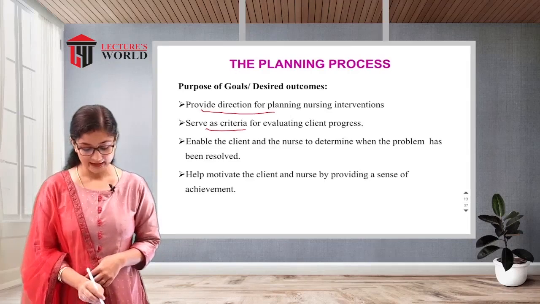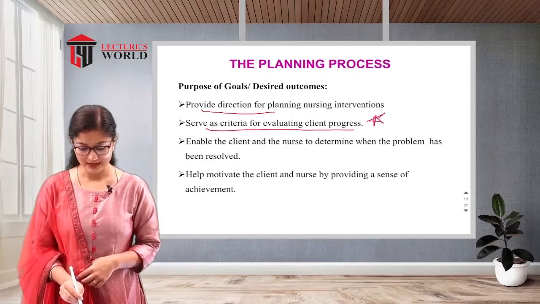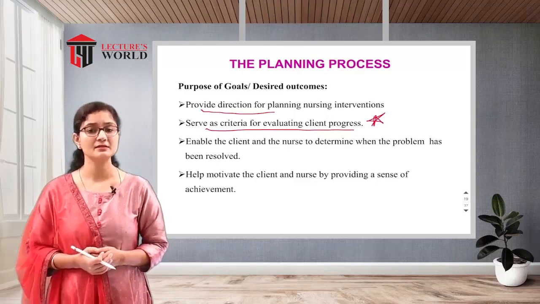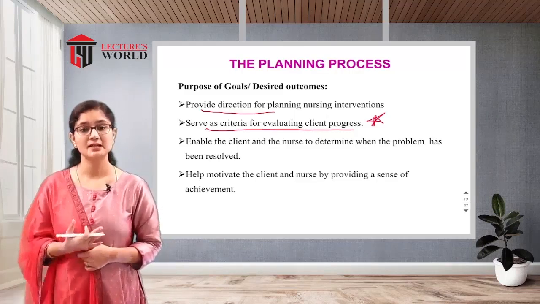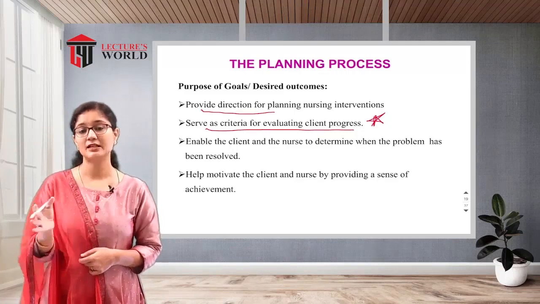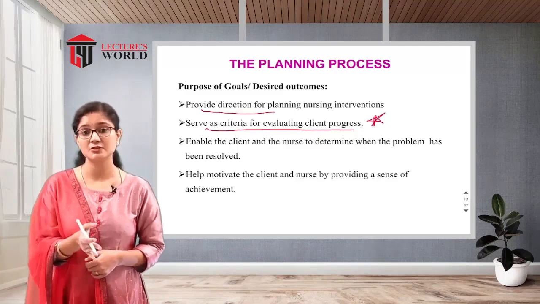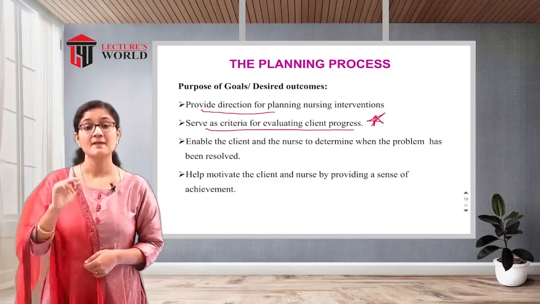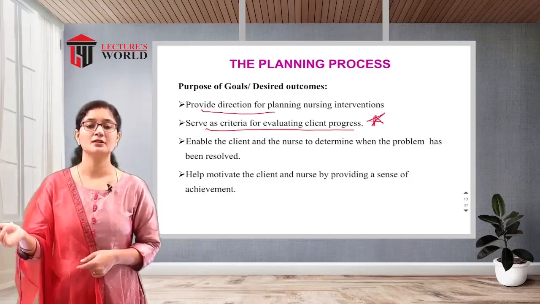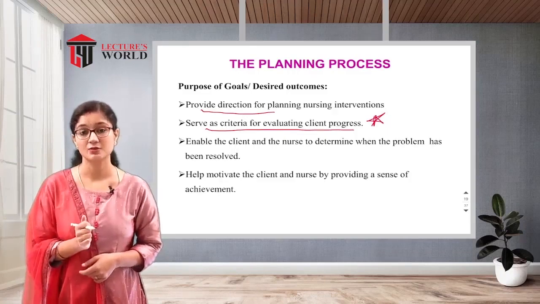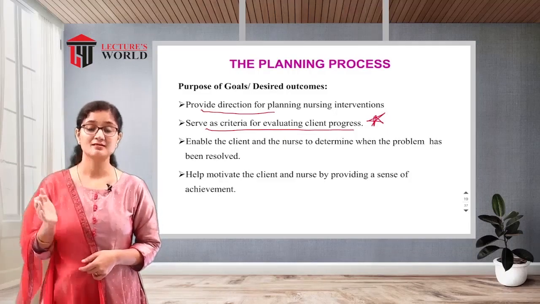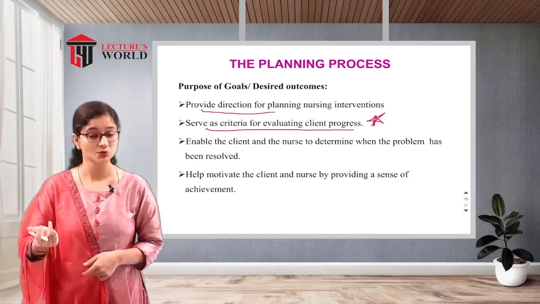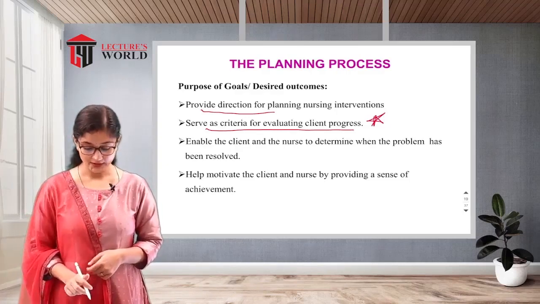It serves as criteria, this is very important, for evaluating client progress. What I mean is that once I have laid down the desired outcome, like I want to achieve within 1 hour the fever should be reduced, I write down 100 degrees Fahrenheit after 1 hour. When I write this, I will check after 1 hour how much the fever is. So it helps me at the last stage, that is evaluation. When we see the example, you will understand better.